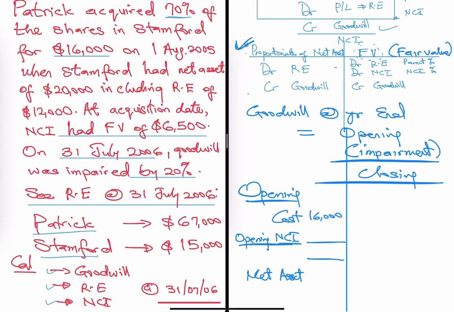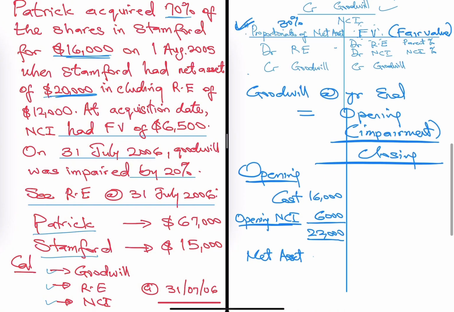Right. So NCI will be 30% proportionate of net asset, because 70% was acquired. So 30% of net asset. What's our net asset? Net asset was 16,000? Is that what they give us? No, net asset is 20,000 here. Look at it, this is acquisition cost. So 30% of 20K, that's 6,000, which means the total cost of acquisition is 22,000, and net asset is 20,000. So under the proportionate method, you can see Goodwill is 2,000.